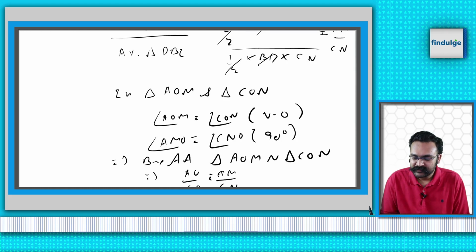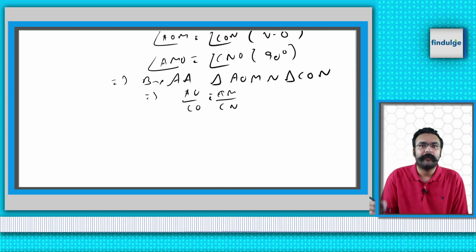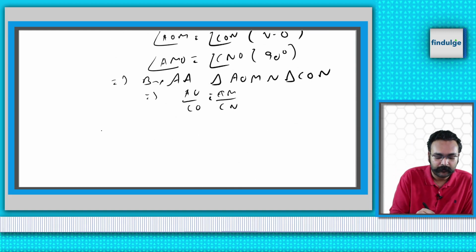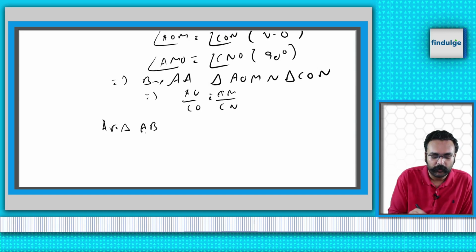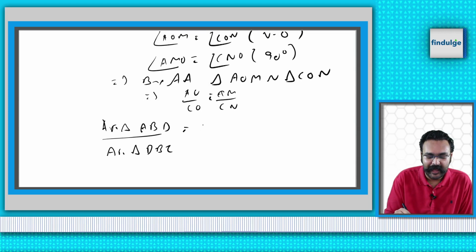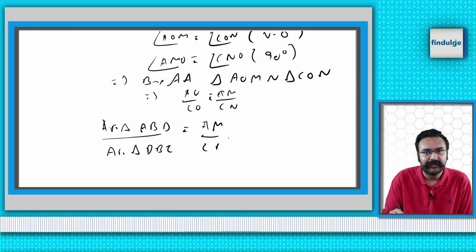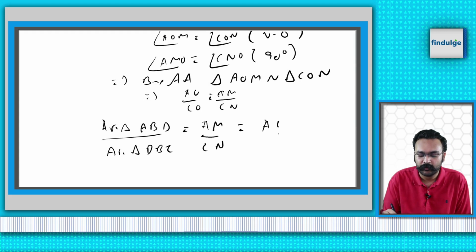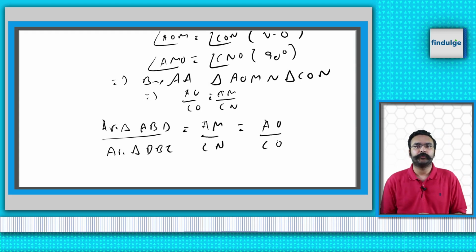And so, since I found that the ratio of my triangle's area, triangle ABD upon area of triangle DBC, was AM upon CN, that means it's also equal to AO upon CO, which is what we wanted to prove. So you always have to be very careful about what exactly the question is asking. You can't just assume that, oh, it's talking about areas, must mean ratio of areas. So that is how we approach it.